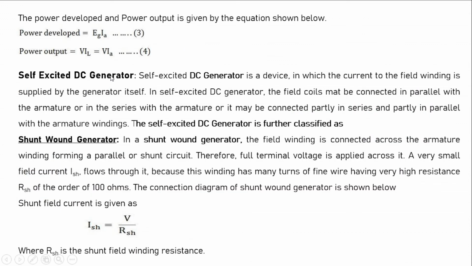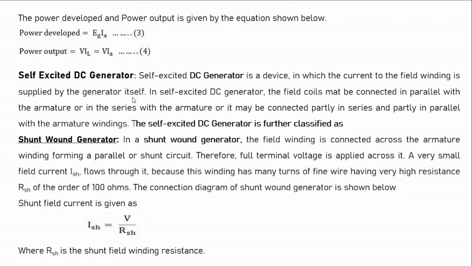Next, self-excited DC generator. What we observed so far is separately excited. Now we will move on to the self-excited DC generator. A self-excited DC generator is a device in which the current to the field winding is supplied by the generator itself. That is a very important thing. When the field windings are energized by the current produced by the generator itself, it is called a self-excited DC generator.